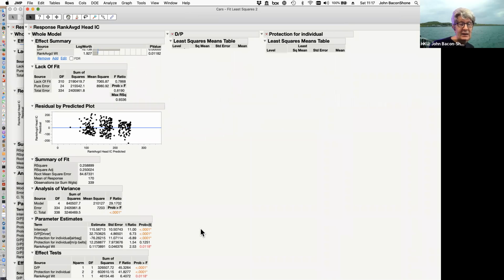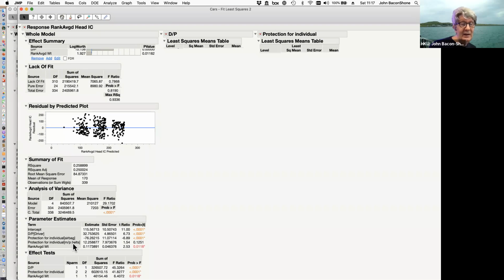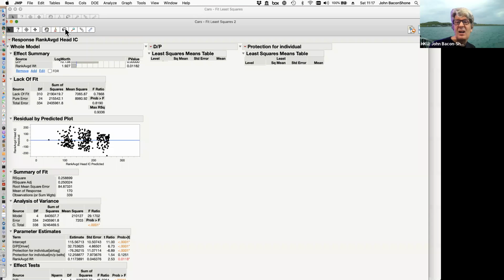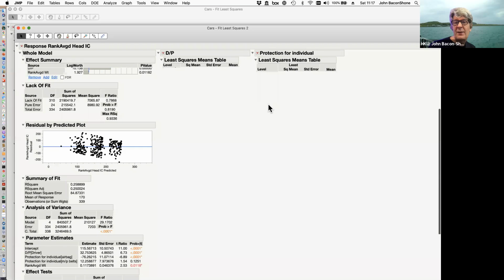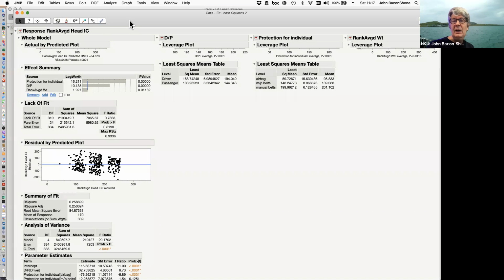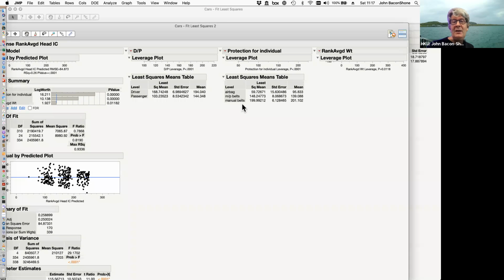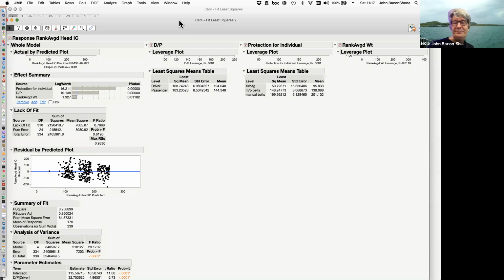So we can indeed see, oh, and we can do the, yeah, so this is comparing the airbags and the MP belts against the manual belts. Is that right? Where are we? Protection for individual. Yeah, yeah. So we can see definitely you're better off having motorized belts than manual, and airbags than motorized belts.